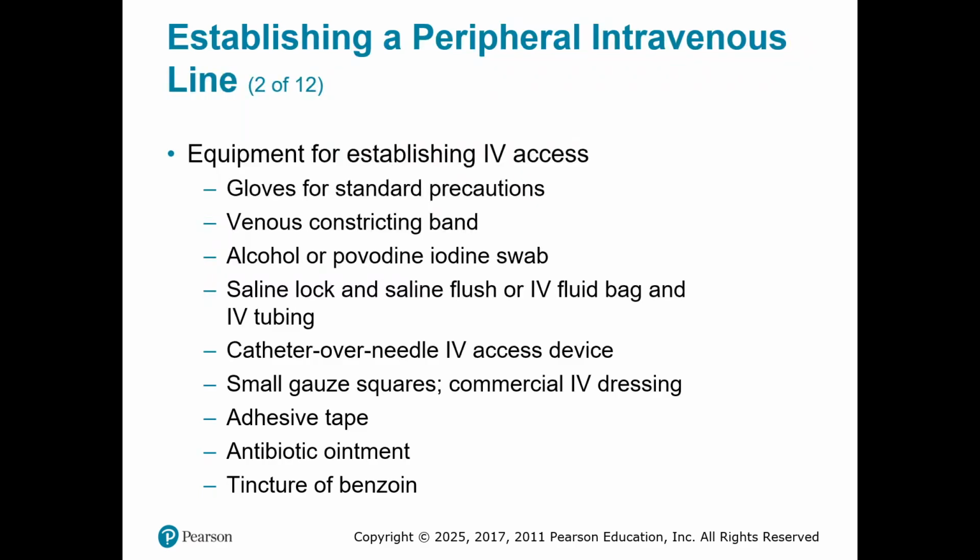Okay, so what are we going to need for an IV? Well, we're going to need gloves. We're going to need a tourniquet. We're going to need an alcohol prep. We're going to need a saline flush. We're going to need a bag of IV fluids if that's what we're doing. We're going to need an IV catheter. We're going to need some gauze, some tape.